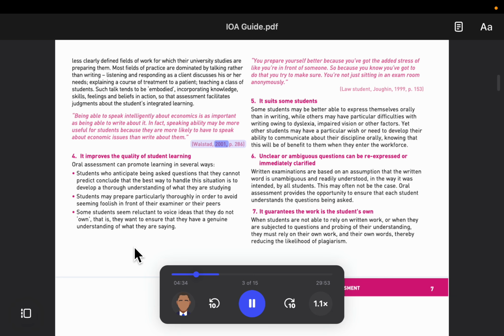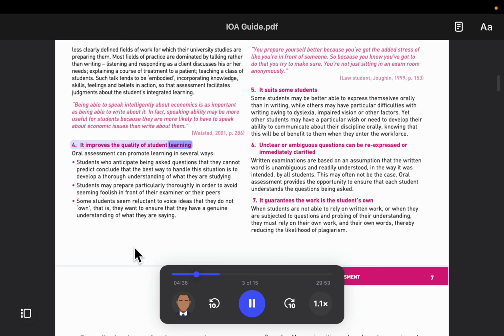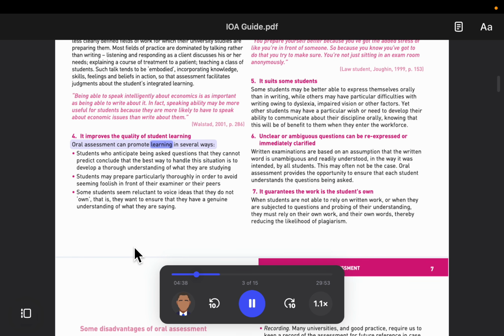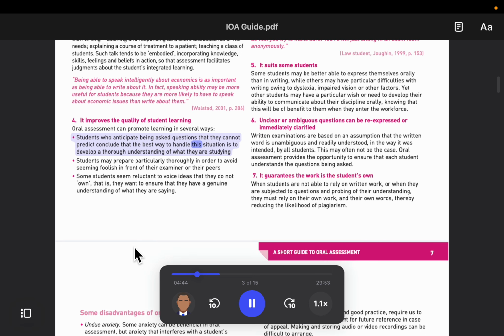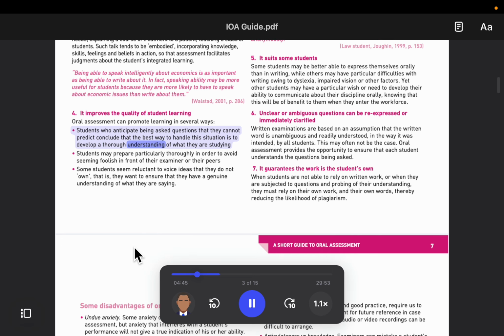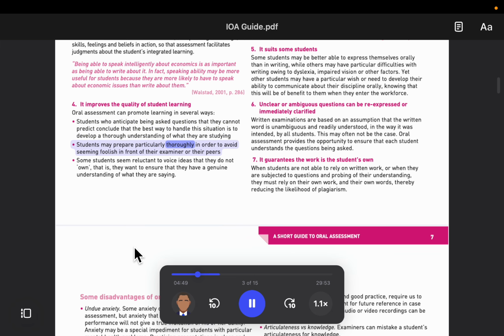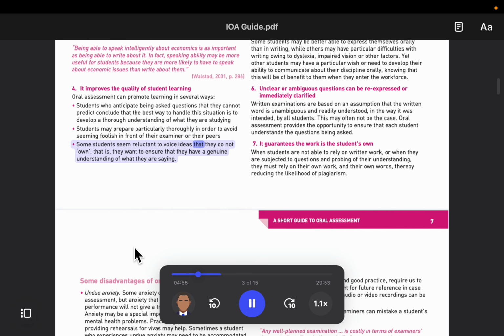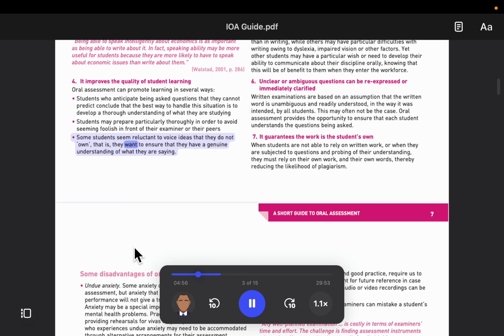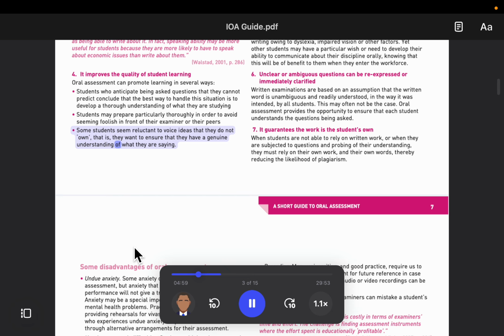Four: it improves the quality of student learning. Oral assessment can promote learning in several ways, and students who anticipate being asked questions that they cannot predict conclude that the best way to handle this situation is to develop a thorough understanding of what they are studying. And students may prepare particularly thoroughly in order to avoid seeming foolish in front of their examiner or their peers. Some students seem reluctant to voice ideas that they do not own. That is, they want to ensure that they have a genuine understanding of what they are saying.